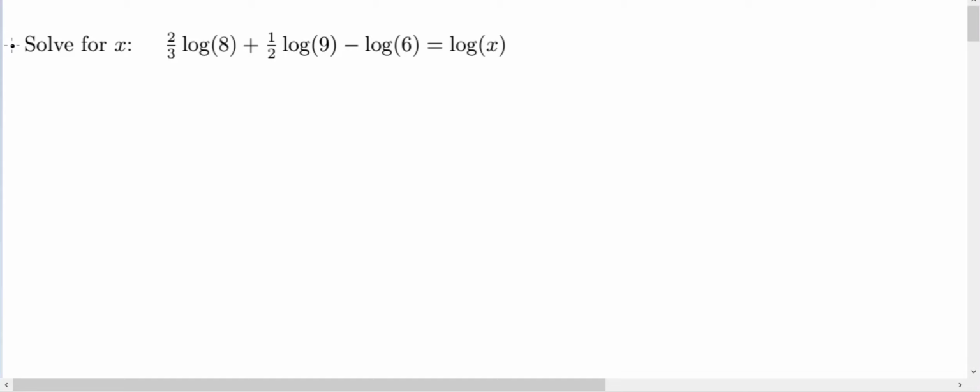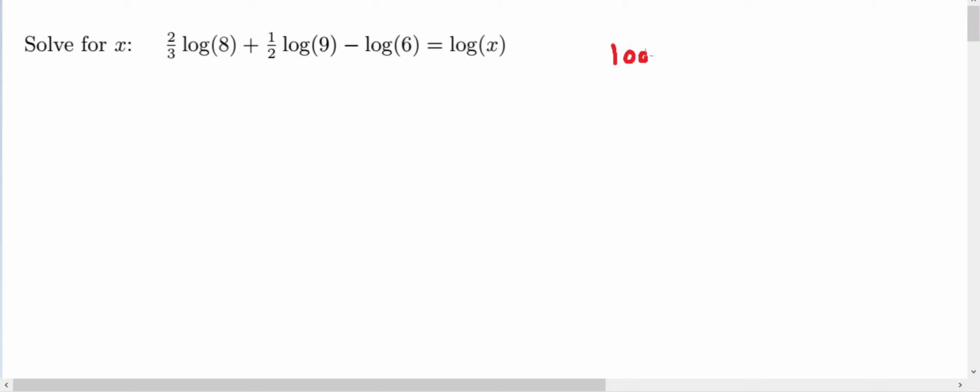In this video of Florida Man Math, we're answering another request from the r/learnmath subreddit, and the question is to solve for x in this expression. So we have 2/3 log 8 plus 1/2 log 9 minus log 6 equals log of x. Before we do this problem, let's recall some useful facts about logarithms that'll make short work of this.